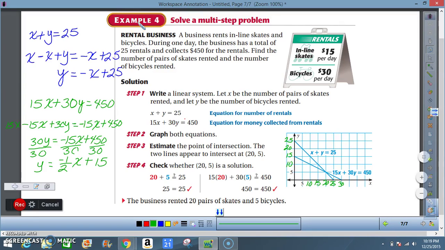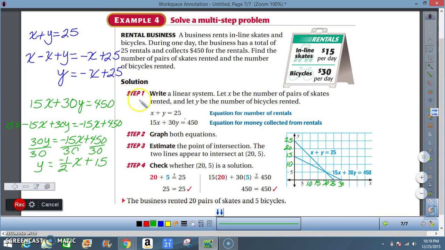Example 4. Solve a multi-step problem. Rental business. A business rents inline skates and bicycles. During one day, the business has a total of 25 rentals and collects $450 for the rentals. Find the number of pairs of skates rented and the number of bicycles rented.